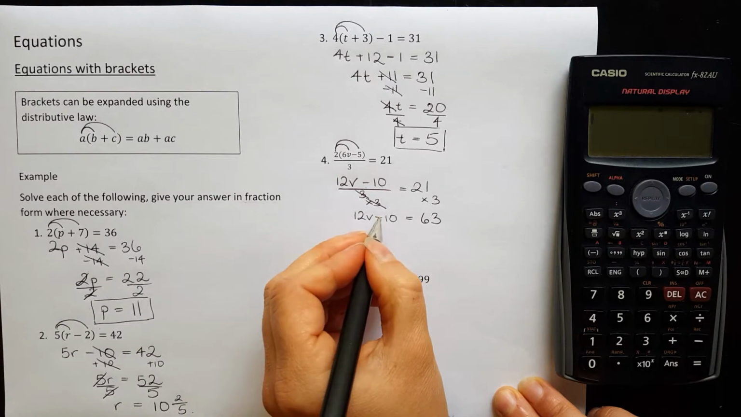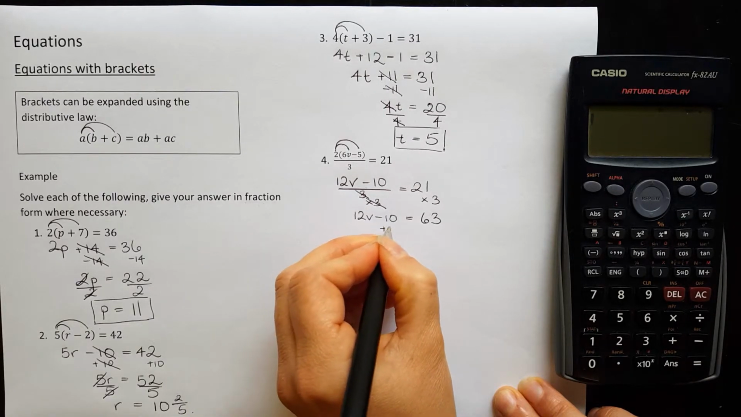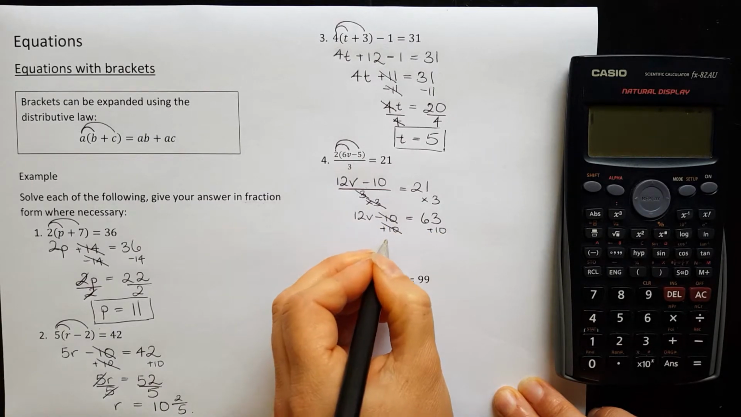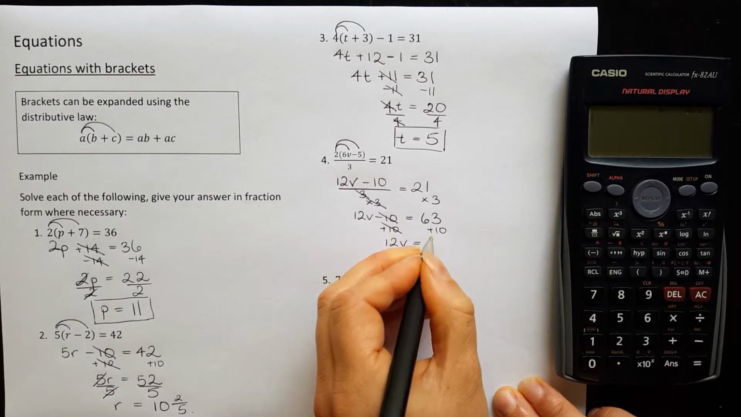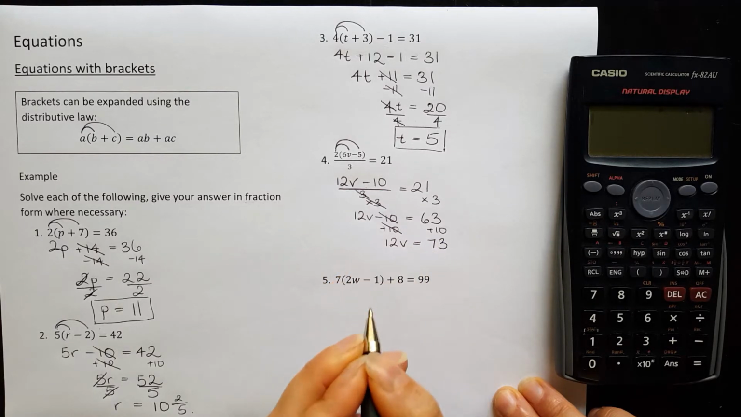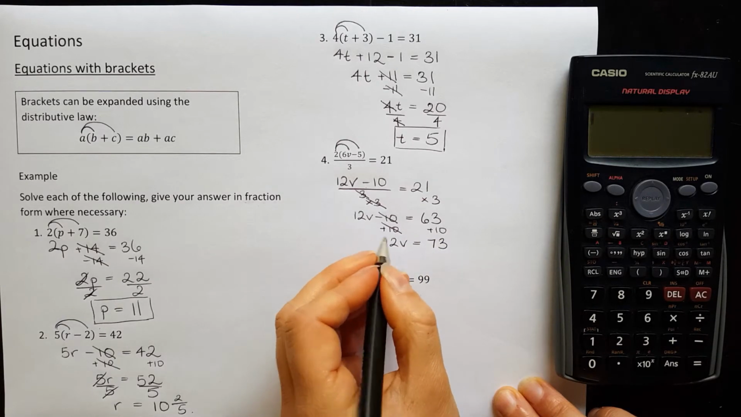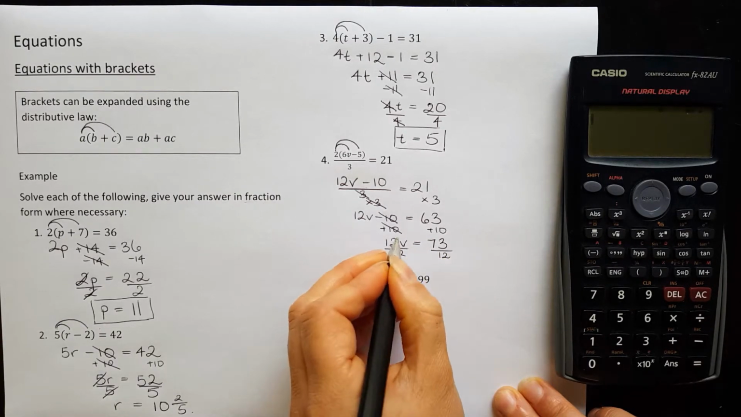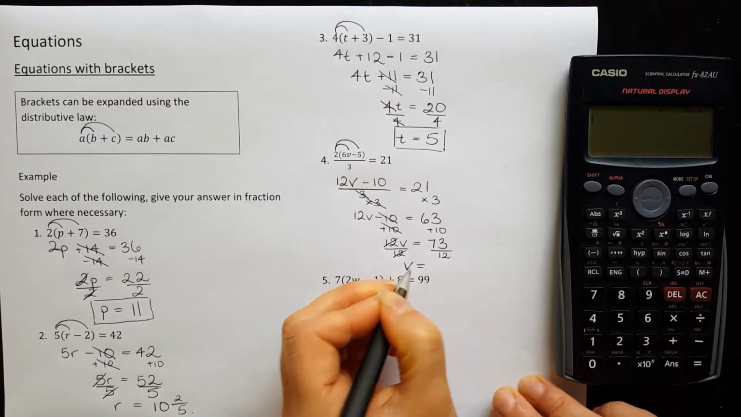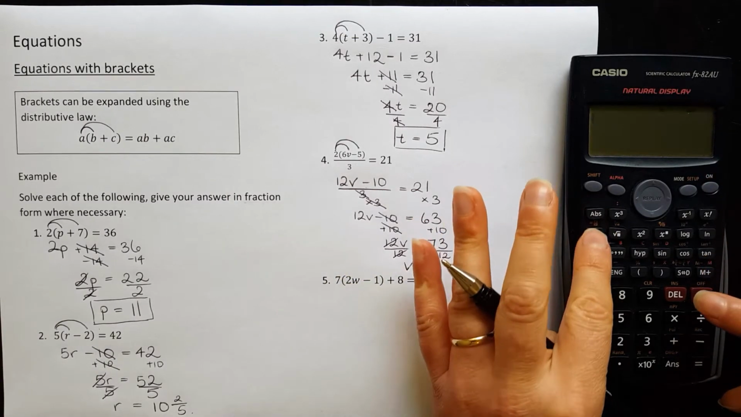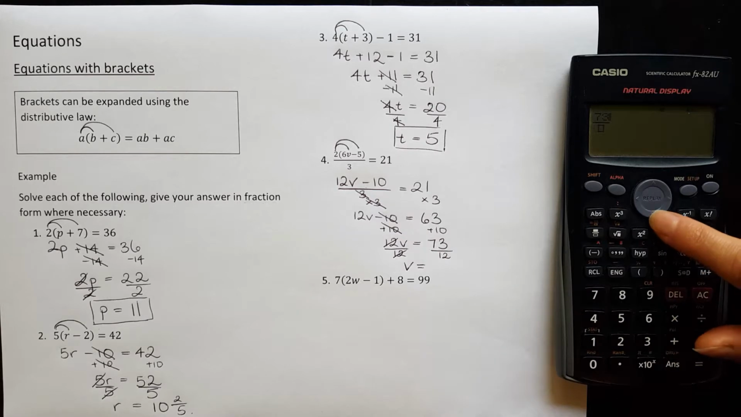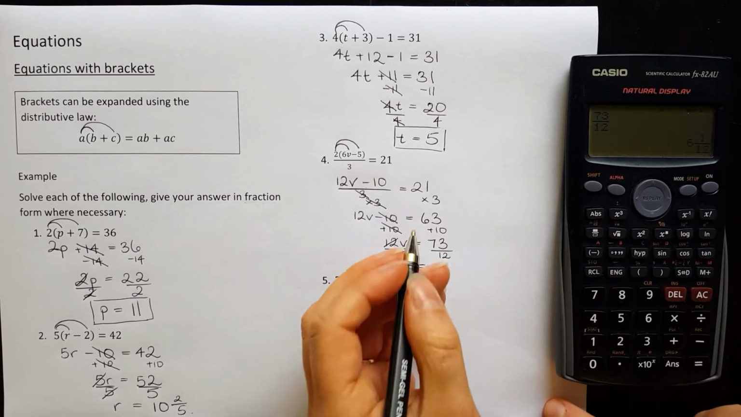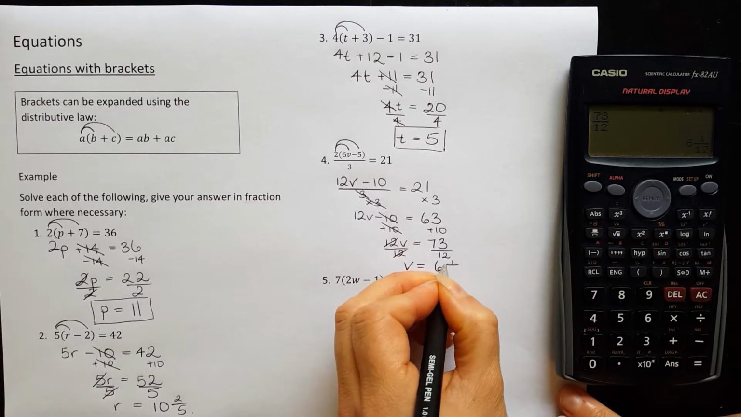Then I'm going to move this 10, so the opposite is to add 10 to both sides, which gives me 12V is equal to 73. And finally, I can divide both sides by the 12 to get rid of that. Okay, let's use the calculator again. So 73 over 12 is equal to 6 and 1/12.